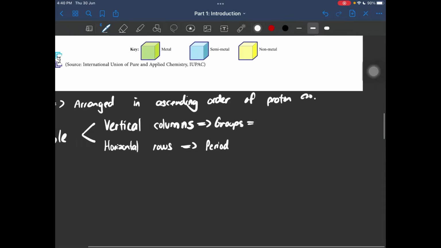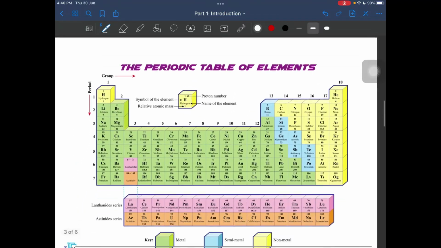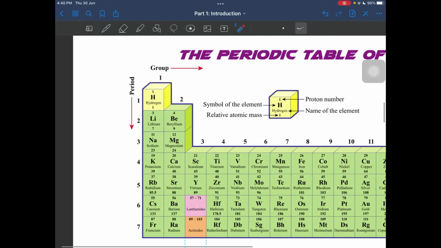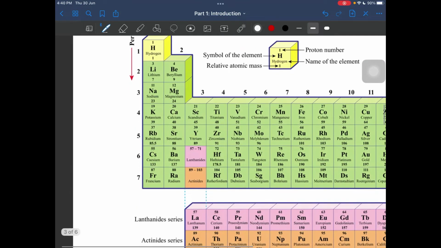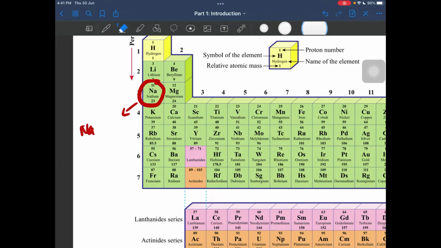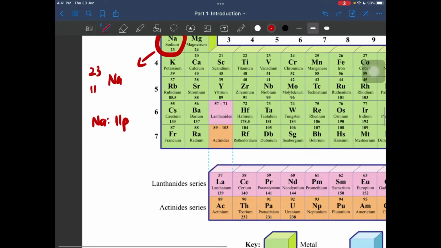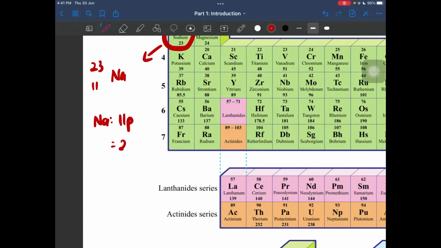So what are these groups and what are these periods? Let's say we take sodium as an example. Sodium has 11 protons, which means it also has 11 electrons. So the electron arrangement for sodium would be 2, 8, 1.